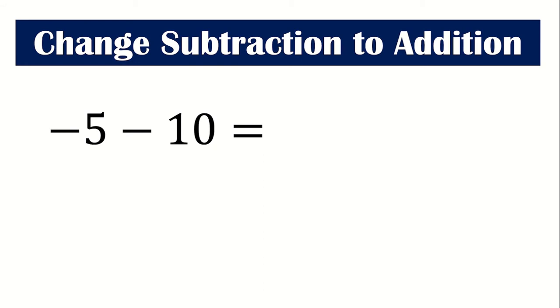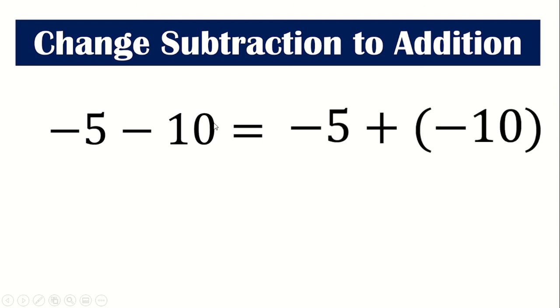So let's try to practice changing subtraction to addition. So we have here negative 5 minus 10. The first number is negative 5, subtraction becomes addition, and we have here positive 10. So 10 is not negative here. We're considering this as subtraction and not as a negative sign for the 10. So 10 is positive. So that would be negative 5 plus negative 10. From 10, its opposite is negative 10.